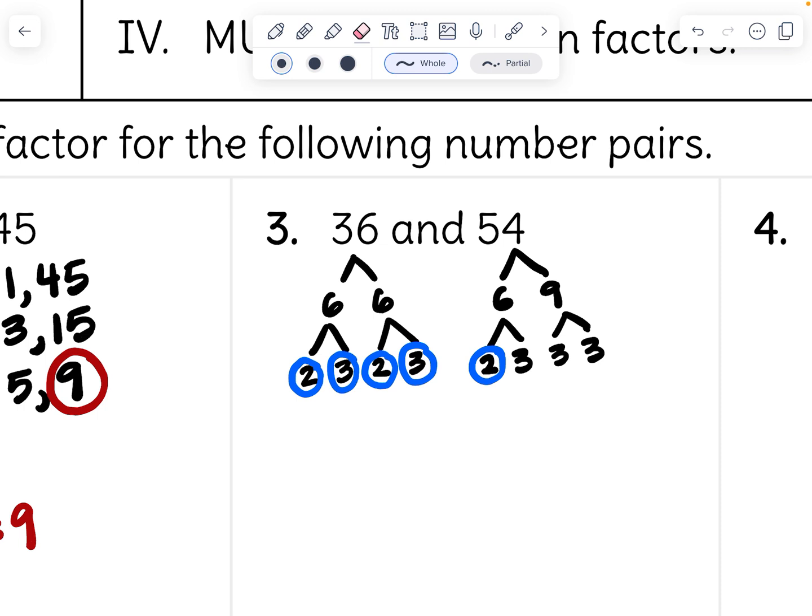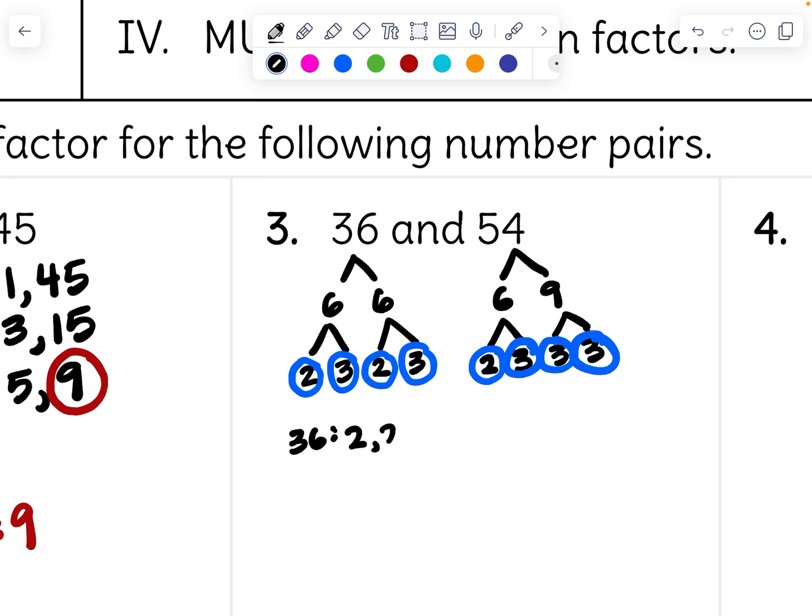So you can see that we have 2, 3, 2, 3 for 36 and 2, 3, 3, 3 for 54. So let's list those out. For 36, we have 2, 2, 3, 3. And for 54, I have 2, 3, 3, 3.